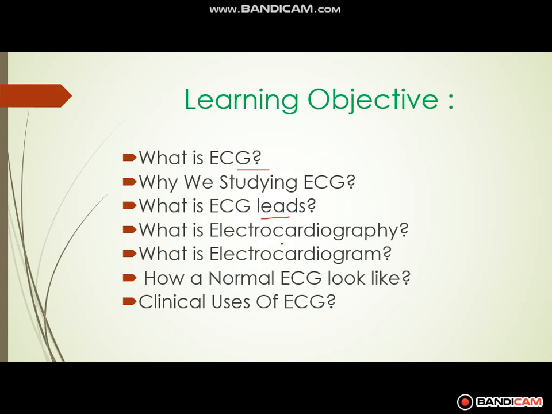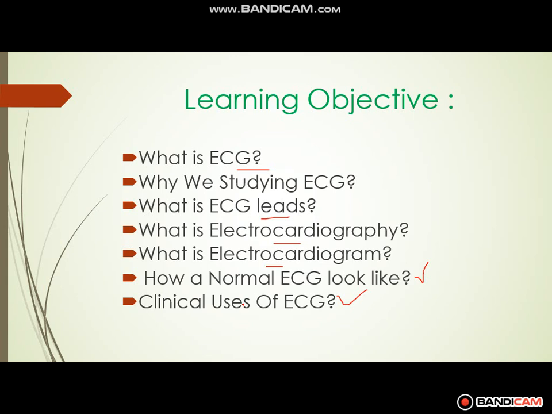And also what is electrocardiography, the process by which we take an ECG, and what is an electrocardiogram, a special type of paper which is used for ECG. We will explain these things later. And also how a normal ECG looks, so we will know the normal ECG. This is a very important thing, and also very important are the clinical uses of ECG. So what is the clinical importance of ECG? We will know about it later.